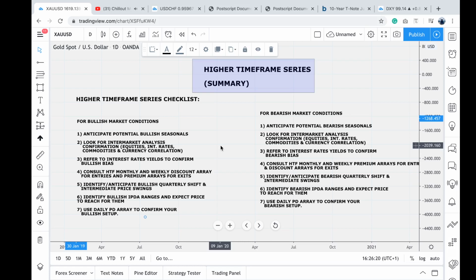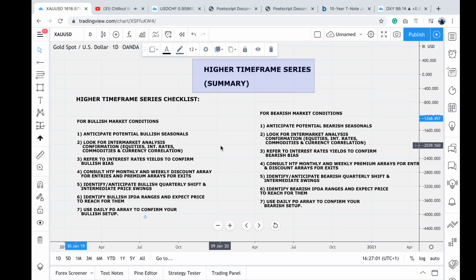So you refer to the interest rate yields to confirm if your bias is bullish. If you're looking for a bullish DXY, you want to see the bond market go bearish. You look for bearish bond prices, because if bond prices are going lower, that is going to cause DXY to go higher due to higher yields from the bonds. If bond prices go down, bond yields go up, and if bond yields go up, the currency goes higher. That is what you want to look for, and that sums up fundamental analysis.